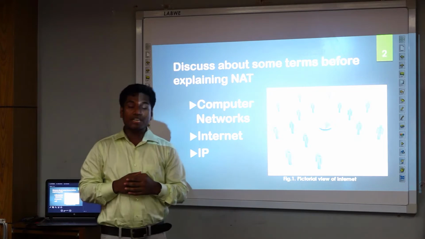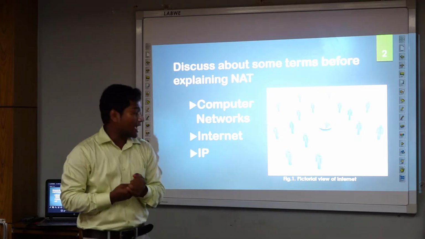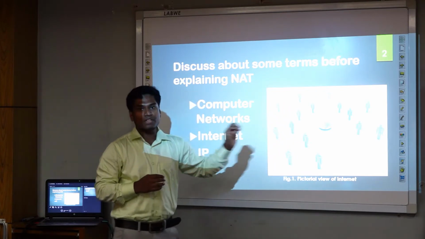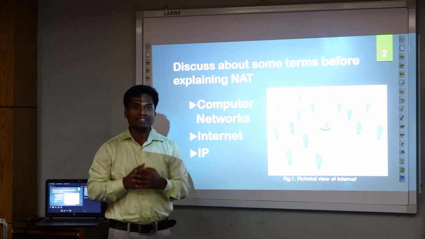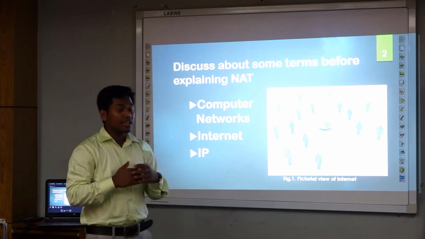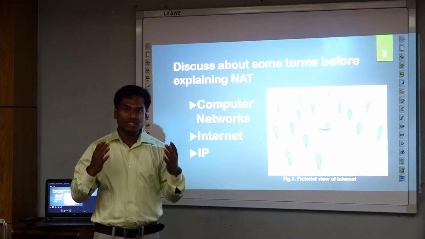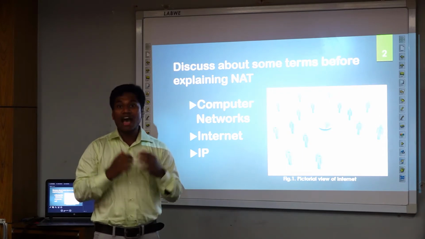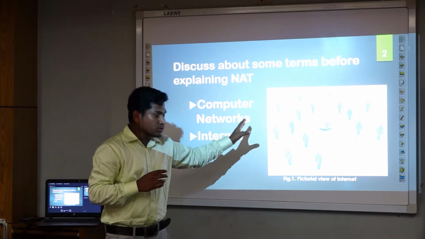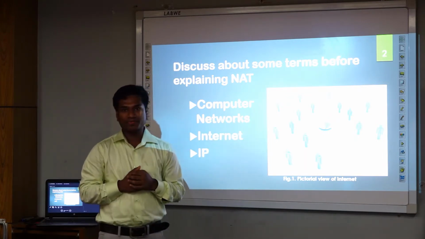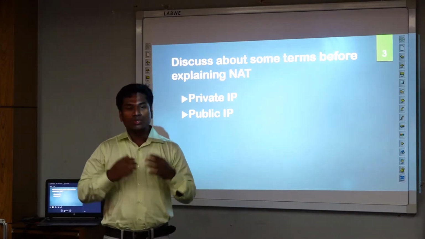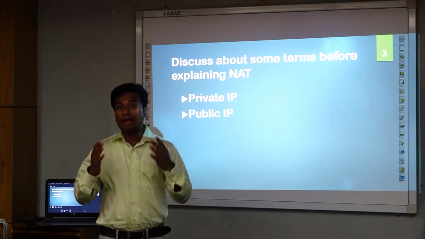Now a question can arise in your mind: how can a unique person be detected on the internet? To detect a unique person on the internet, a logical address is used, which is called IP. IP is used to detect the exact person uniquely on the internet. IP has two types, private IP and public IP.